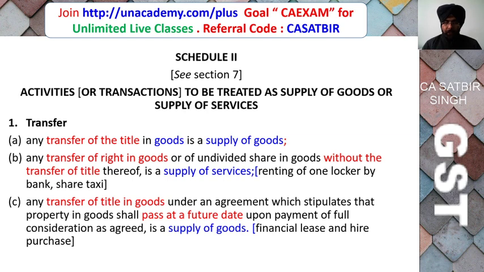Any transfer of title in the goods under an agreement which stipulates that property in the goods shall pass at a future date upon payment of full consideration as agreed is a supply of goods. It is not supply of service. So in case finance, lease and hire purchase agreements are there, then they will be treated as supply of goods, not supply of service.